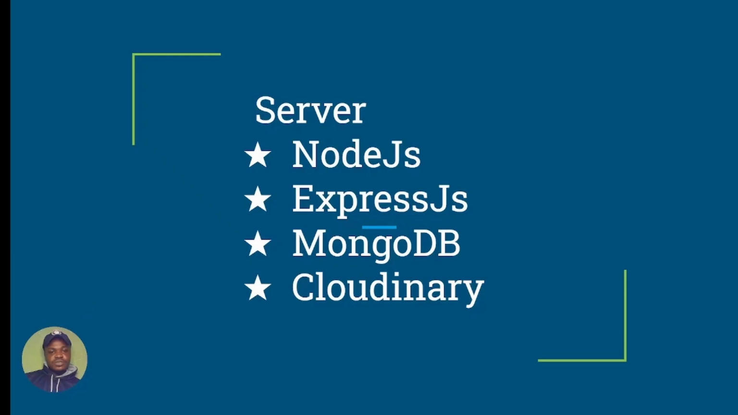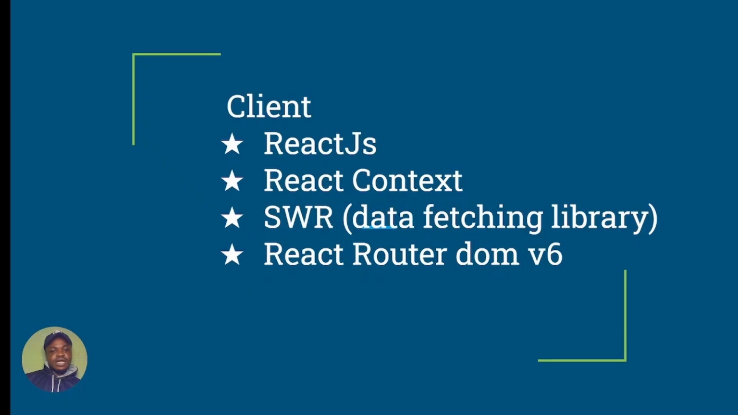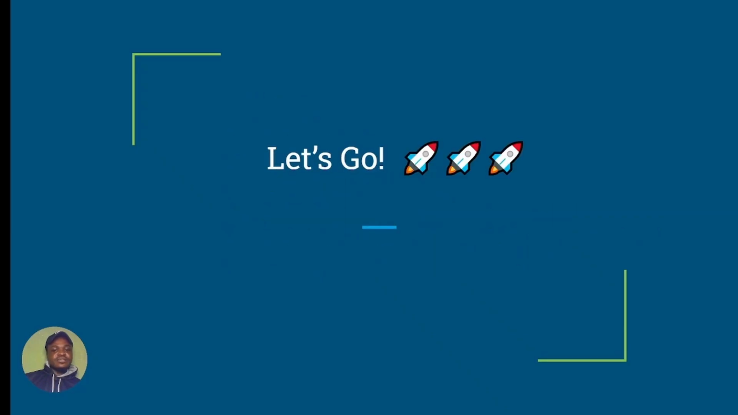We are going to build the server of our application using Node.js, Express and MongoDB. We are going to use Cloudinary to store our images. Then on the client side, we are going to use React.js. We are going to use the React Context API. We're also going to use SWR, a data fetching library by Vercel. Then we are using React Router DOM 6. So if you're ready to get started with the video, let's go.